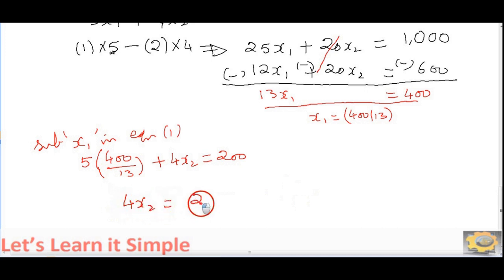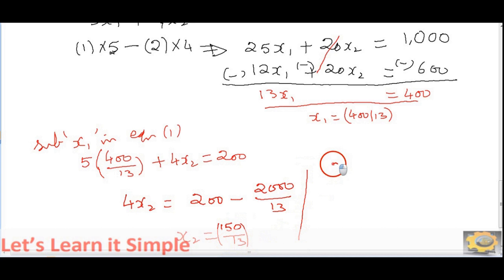So the equation goes like this: 4x2 equals 200 minus 5 into 400 by 13, so it will be 2000 by 13. Upon solving, I will get x2 as 150 by 13. So the value for C is 400 by 13, comma 150 by 13.